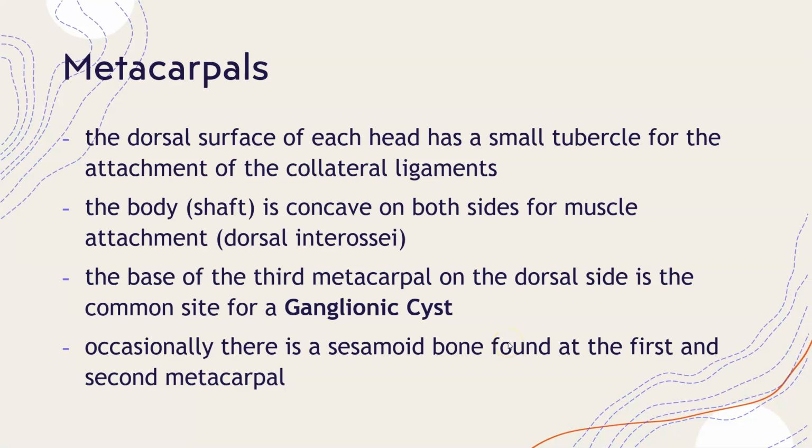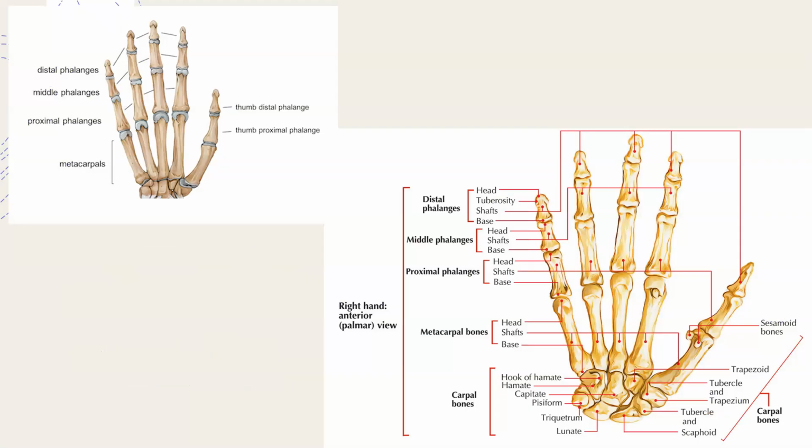The dorsal surface of each head has a small tubercle for the attachment of collateral ligaments. So remember that they're being held in place. The body of the metacarpals, or the shaft or diaphysis, is concave on both sides. And the fact that they're concave on both sides, they create a space. And when we get to the muscles, we're going to learn that these spaces are entirely filled in by muscles. We'll get to those later.